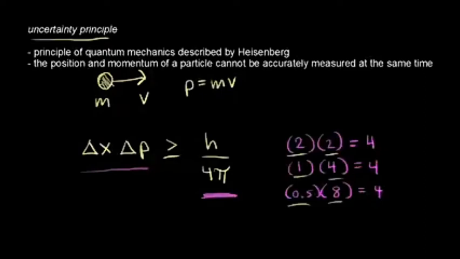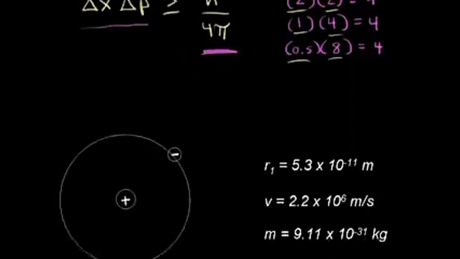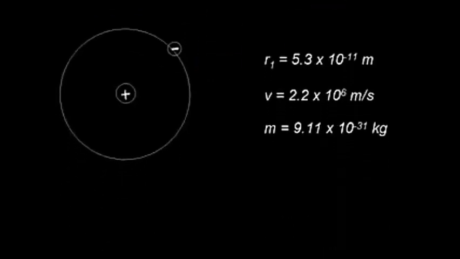Another way of saying that is: the more accurately you know the position of a particle, the less accurately you know the momentum of the particle, and that's the idea of the uncertainty principle. Let's apply the uncertainty principle to Bohr's model of the hydrogen atom. So let's look at a picture of the hydrogen atom.